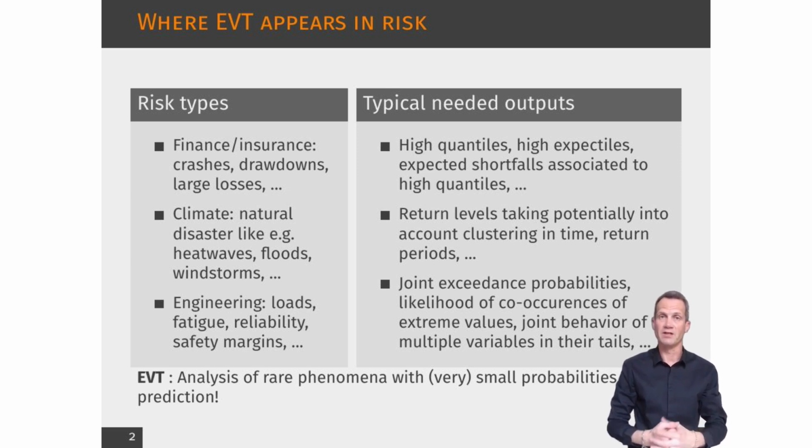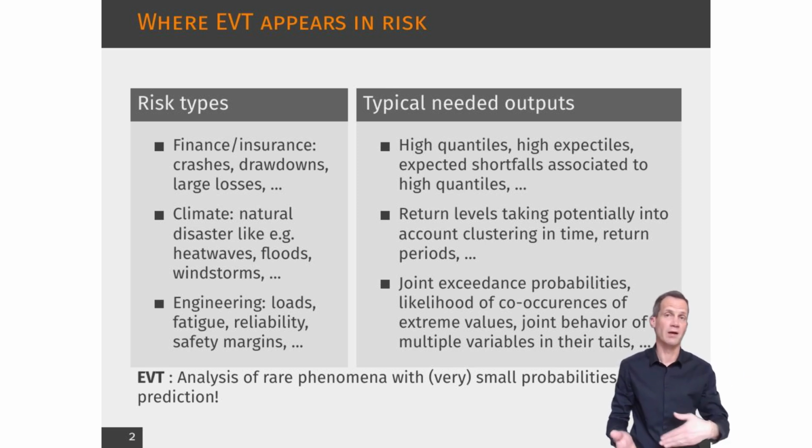The second domain is climate risk. Here, extreme events include heat waves, floods, windstorms, and other natural disasters. They are rare, but their economic and human consequences can be very large. The third domain is engineering, where extremes arise in structural loads, fatigue, reliability, and safety margins.